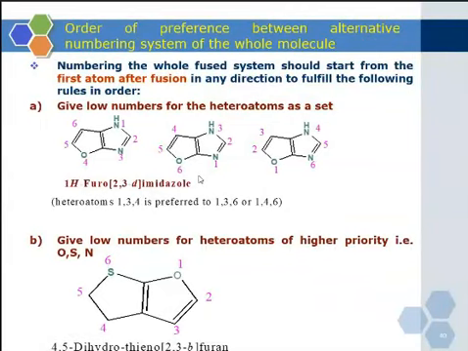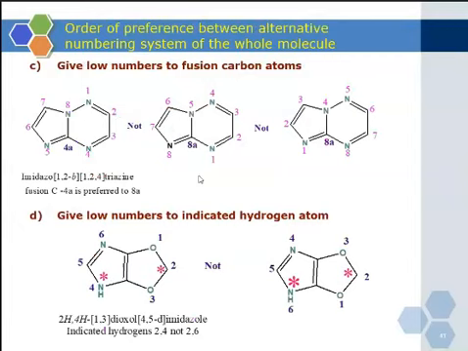Next thing that we have to take care of is, while doing the numbering of a fused ring system, we should give lower numbers to indicated hydrogen atoms. Here, see, in this fused ring system, this site is saturated and this site is saturated.